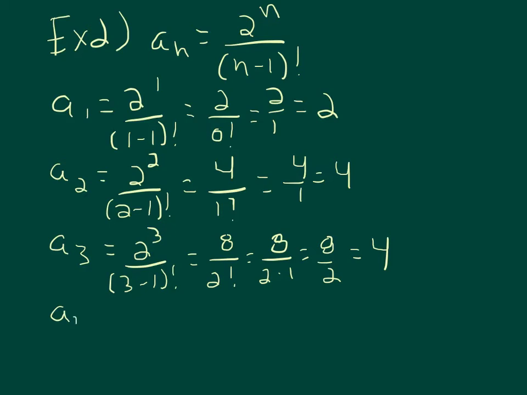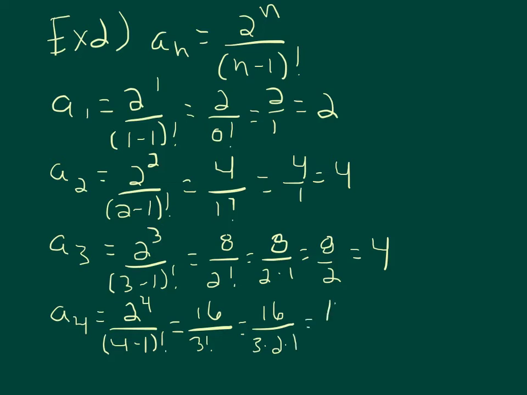A sub 4, plug in the 4 for n, 2 to the fourth over 4 minus 1 factorial. So 2 to the fourth is 16. 4 minus 1 is 3 factorial, which would mean we're going to have 16 over 3 times 2 times 1, which is 16 over 6. And 16 divided by 6 can reduce to 8/3. Leave it as fractions. Don't give me decimals, please.